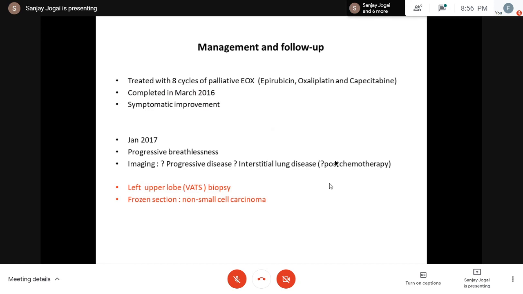So the patient receives 8 cycles of palliative EOX, completes it in March 2016, has symptomatic improvement, but 8 months later presents with progressive disease. Now imaging wise, they are thinking, is this post chemotherapy ILD or is it progressive disease? And they do a VATS and send it for frozen section. Again, I get it. I say it looks non-small cell on frozen. That's all I can say, nothing more.